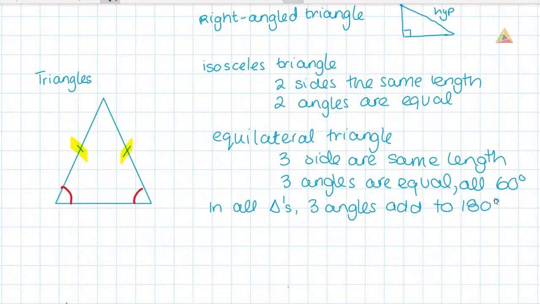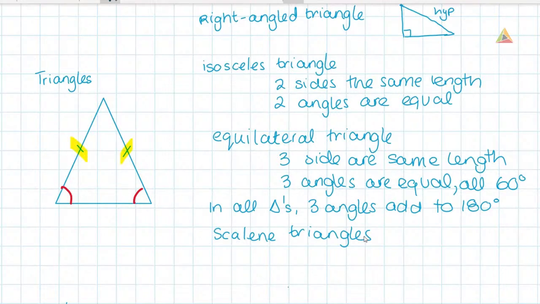So if I have a triangle and I don't have a right angle in it, and I don't have two sides the same, and I don't have three sides the same, we call that a scalene triangle. So your scalene triangles are all the other triangles that are not equilateral, not isosceles, or not right angled, but in every single triangle, the three angles are going to sum up to give us 180 degrees.